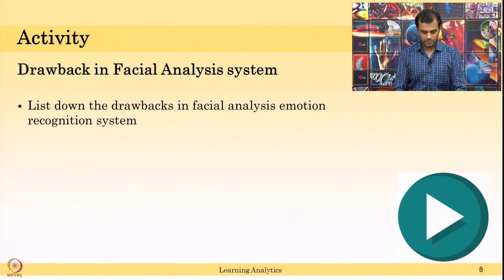Before going into detail about the papers on facial expressions, how the interaction between facial expression has happened, can you list down the drawbacks in facial analysis emotion recognition systems, like the one we saw in the previous slide, like iMotions, where they use students' facial expressions from the video and classify the face, classify the action units and detect emotions? Please list down the drawbacks, then resume the video to continue.